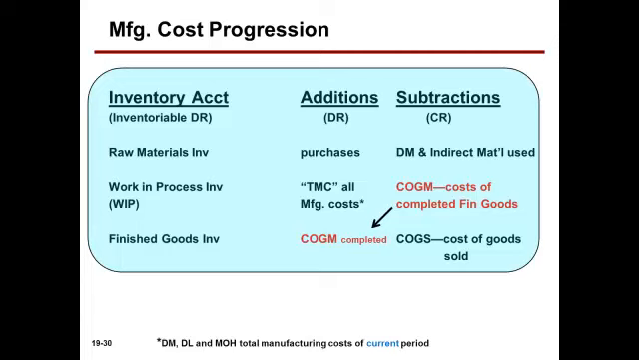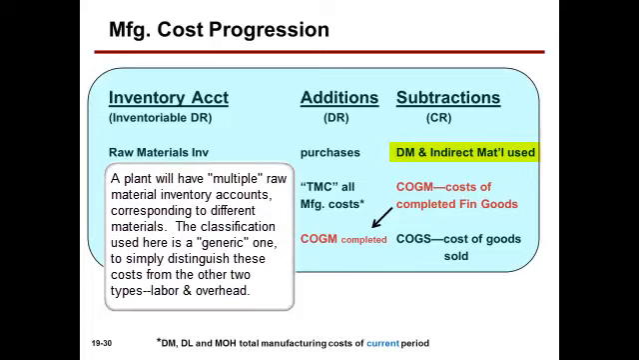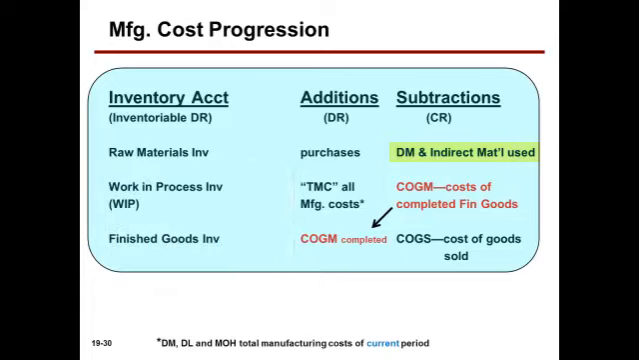When do costs flow out of or are subtracted from the raw material inventory account? When direct material is used or indirect material is used. We credit raw materials inventory and debit follow-on costs for the usage of direct materials and usage of indirect materials.